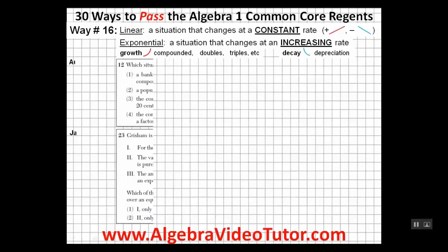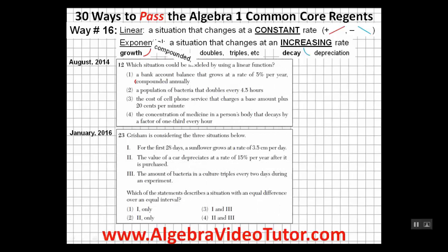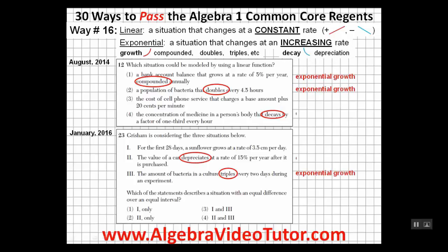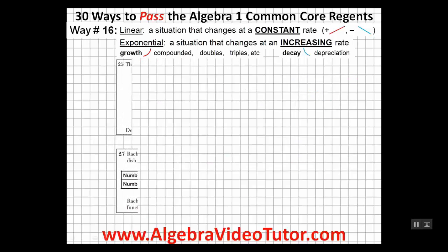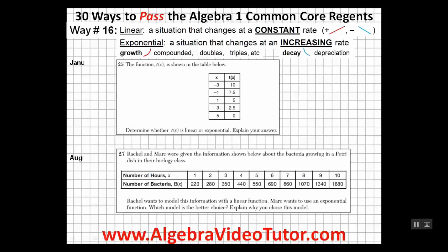But even if they don't show you a graph or present you with a table of values, you'll most likely see the words compounded, doubles, triples, decays, or depreciates, all of which have to do with exponential growth or exponential decay. Anything else will have to be linear. We'll wrap it all up with these two short answer questions from two different Algebra 1 Regents exams.